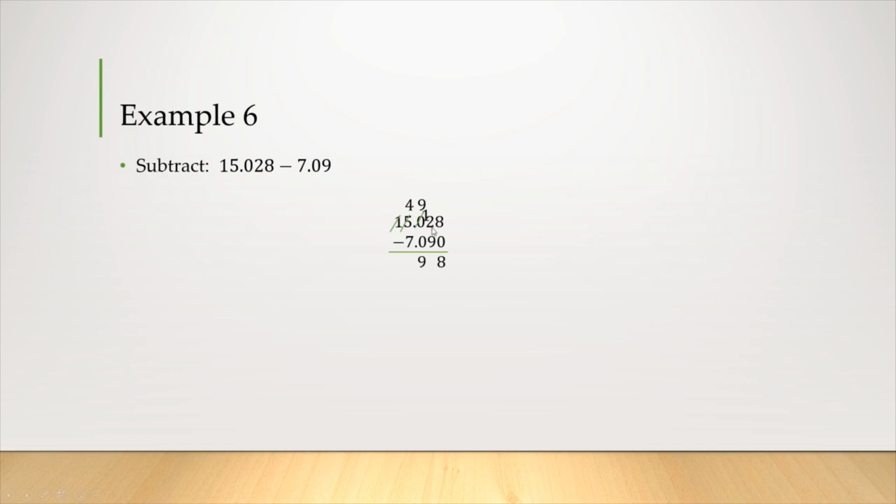And then we're going to put a 1 there. So now it's 12 minus 9. That's nice. That gives us a 3. 9 minus 0 is 9. Again, bring down the decimal. This is 14. We're going to need to borrow a 1 again. So that's 14 minus 7, which is 7. So the final answer is 7 and 938 thousandths.